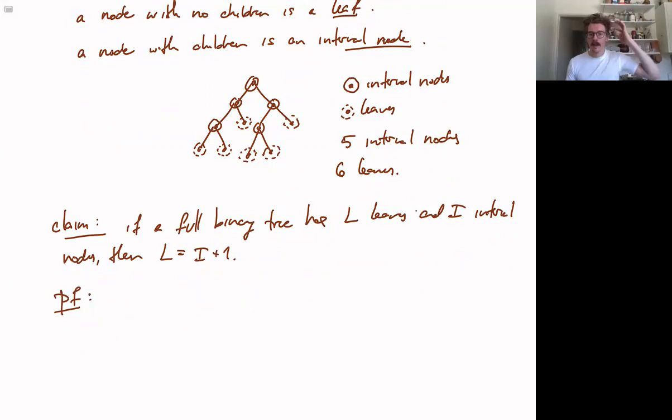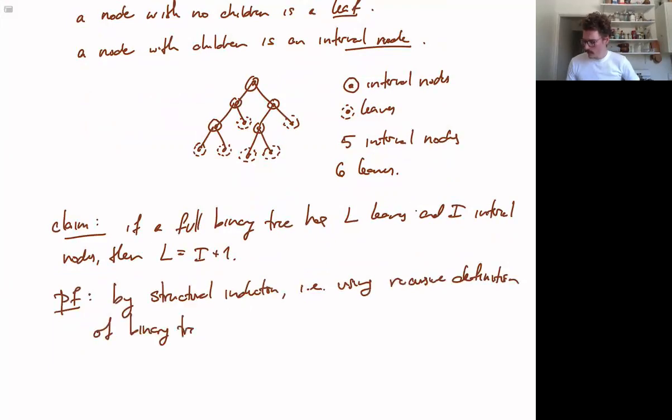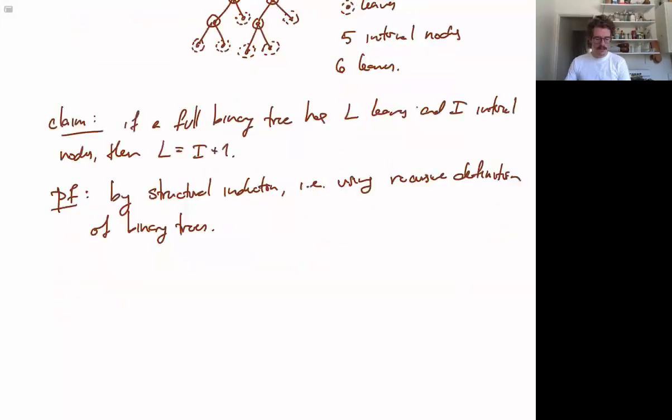So our proof will be by structural induction, which is to say, using the recursive definition of binary trees. So the base case: we have a tree with a single node. In this case, it is a leaf node because it has no children. So L equals 1 and I equals 0. So L equals I plus 1. Checks out.